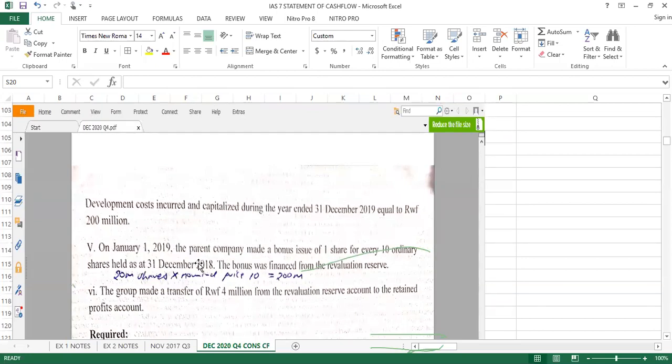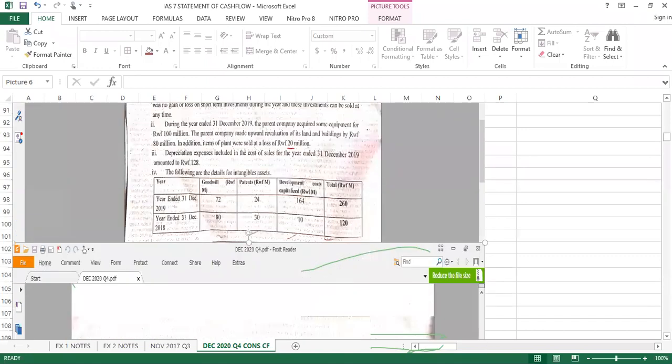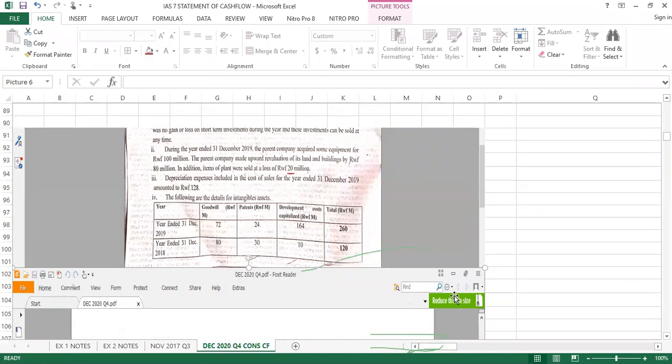On 1st January 2019, the parent company made a bonus issue of blah, blah. That one does not affect investing. The group made a transfer of 4 million from revaluation reserve account to the retained earnings. That is not relevant for this either. So with that, we can now prepare the major accounts. So we have posted.